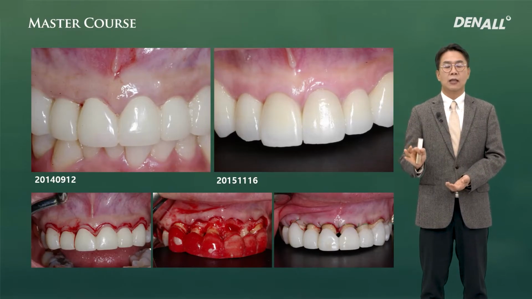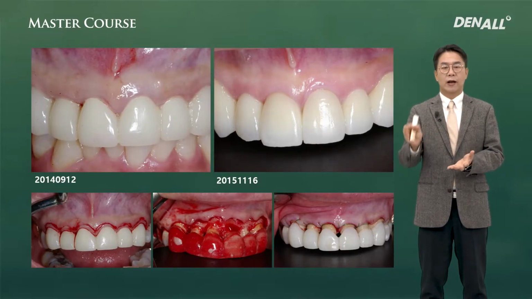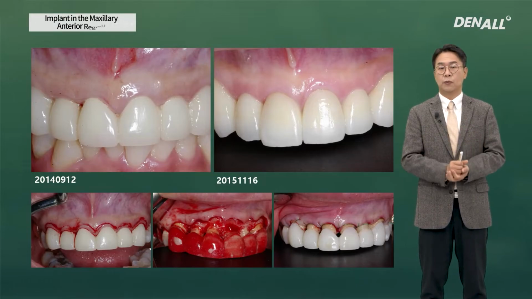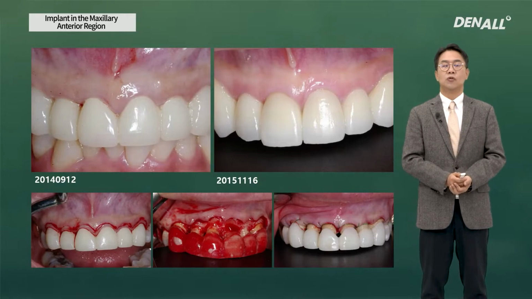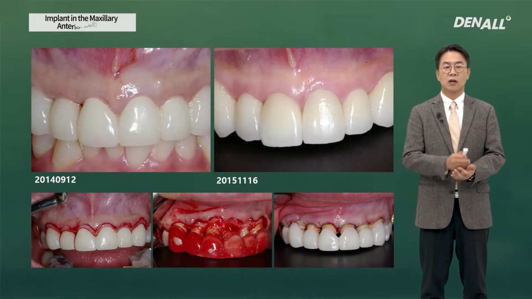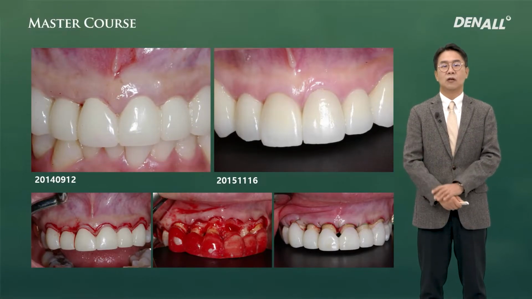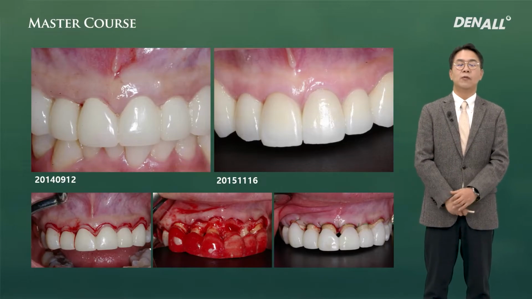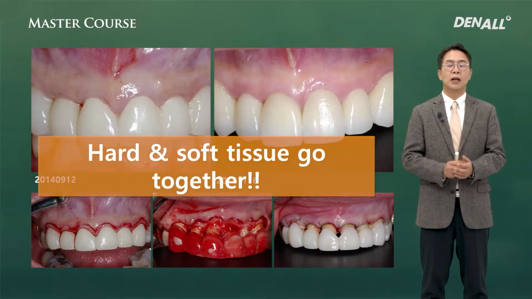If you look at the picture at the bottom right, the embrasure is open and you can see the gingiva control line and the roots are a little bit exposed. Based on that, the prosthesis is completed, as you can see on the top right. The teeth and gingiva are harmonious, very aesthetic. That means soft tissue and hard tissue cannot be separated. They move together.